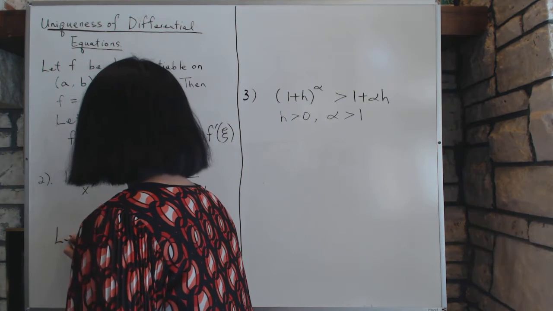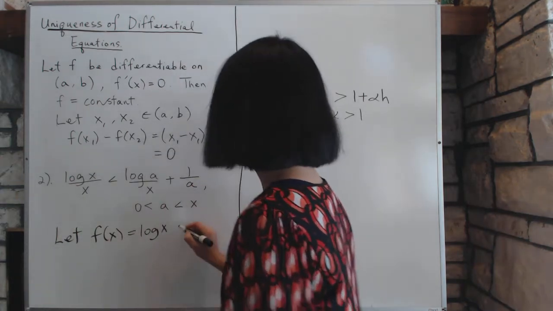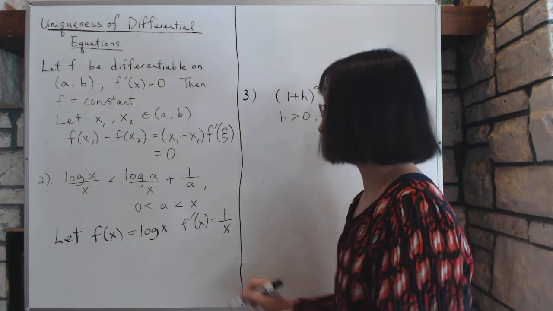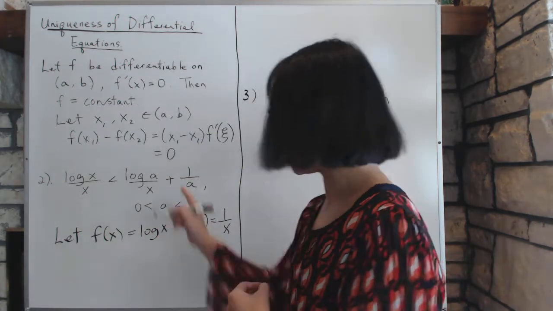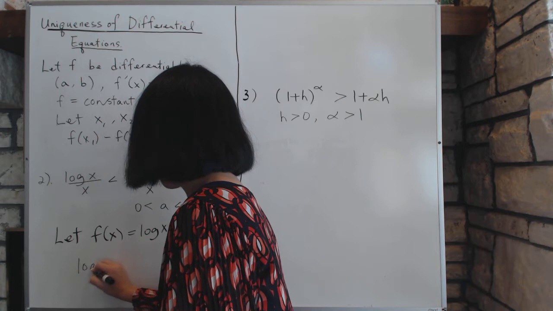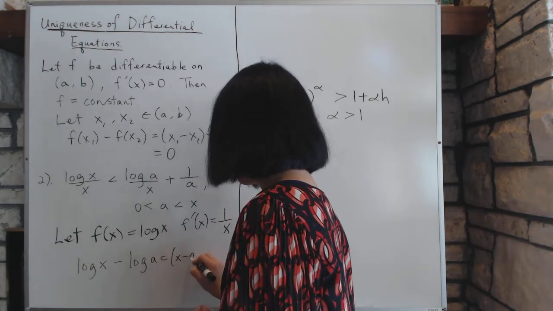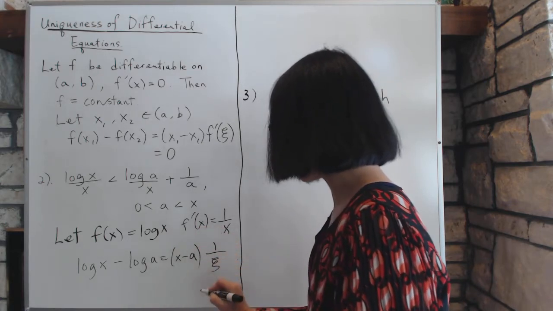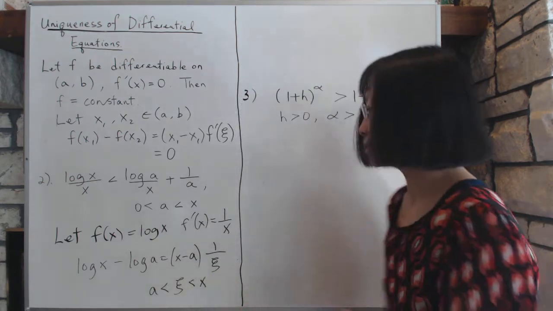So let the function f in the law of the mean, which we're going to apply, be f of x equal to log of x. Then, of course, f prime of x is going to be equal to 1 over x by simple differentiation. Now we're going to apply the law of the mean on x and on a, because we have only 2 things. So the law of the mean states that f of x, which is log x, minus f of a, which is log of a, equals x minus a times f prime of some psi, where psi is in between a and x, like this.